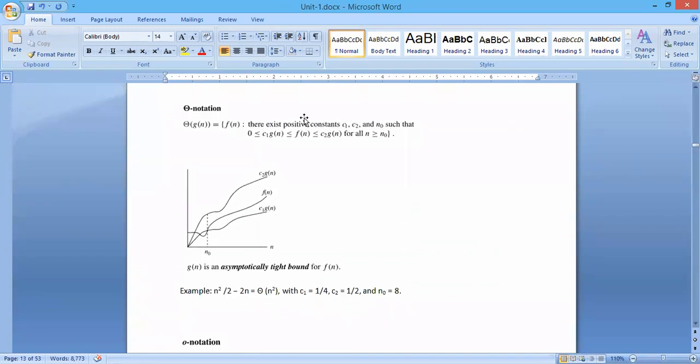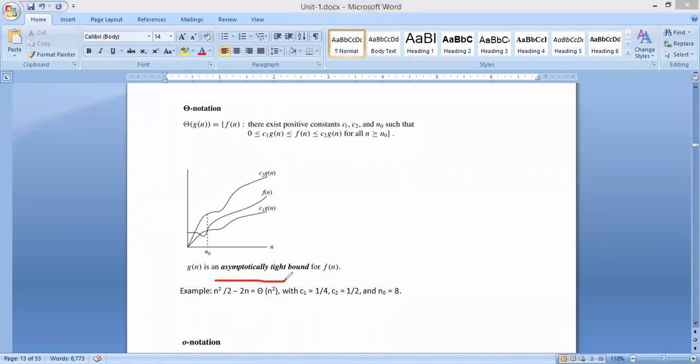And another one is tight bound. Mainly the question is going to ask about these. This is the theta notation. This is a tight bound relation. Here we have C1 of g(n), C2 of g(n), and between them we have an f(n) function.